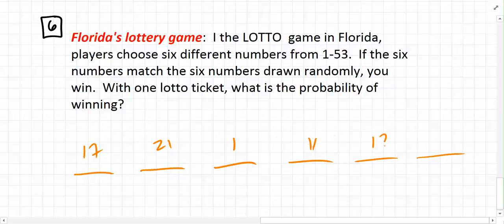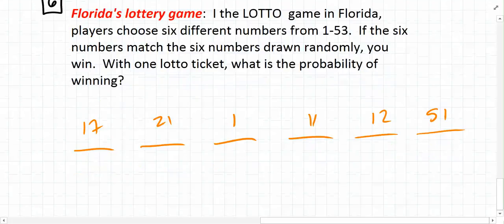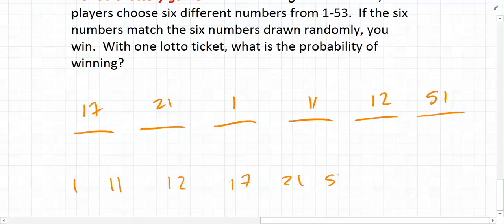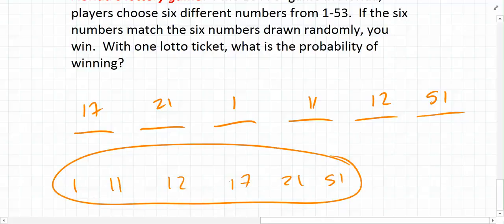So if you pick a ticket with, put them in order, 1, 11, 12, 17, 21, and 51, this would be a winning ticket. The order in which they are chosen does not matter. So what does that indicate to us? What type of problem would this be? This would be a combination problem, right?